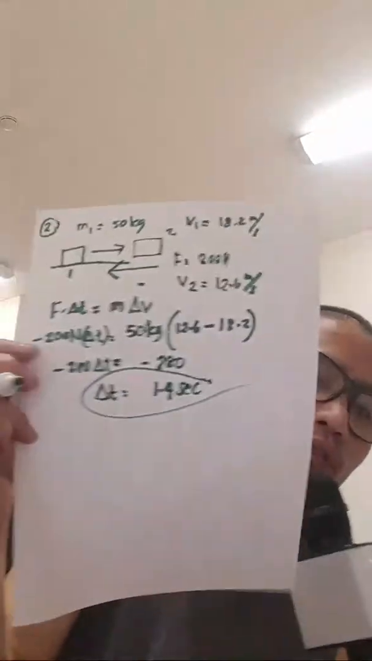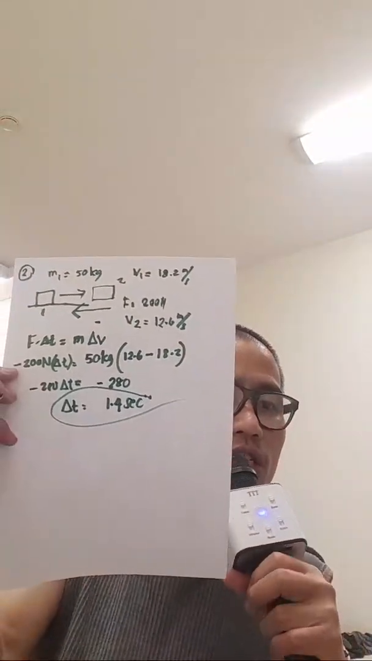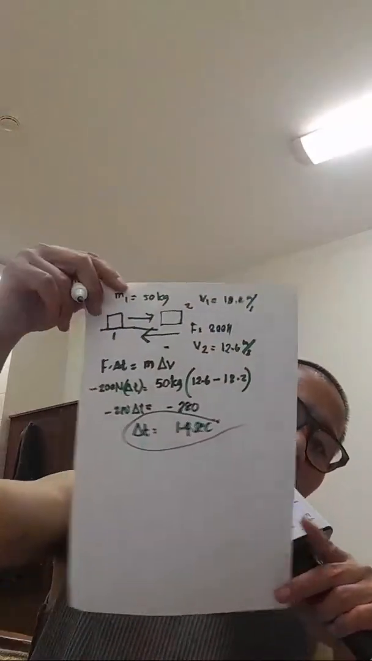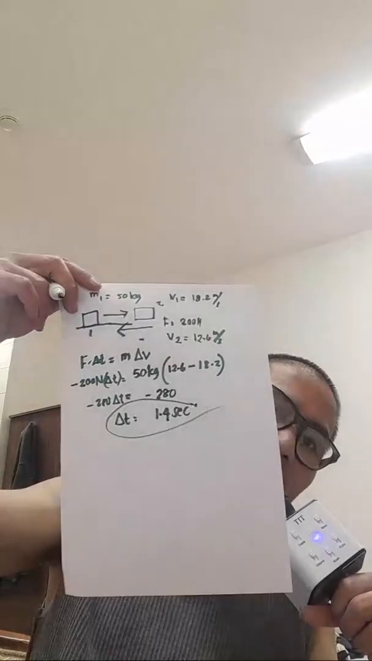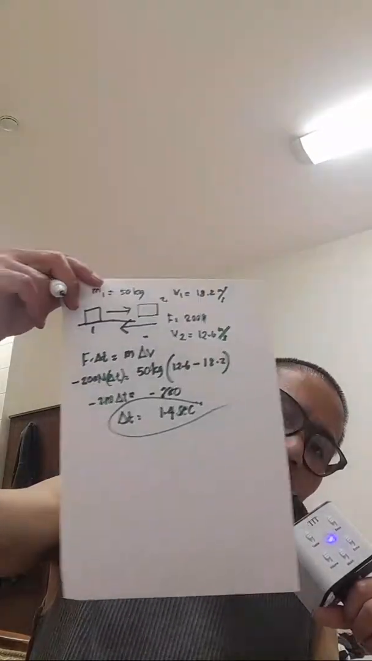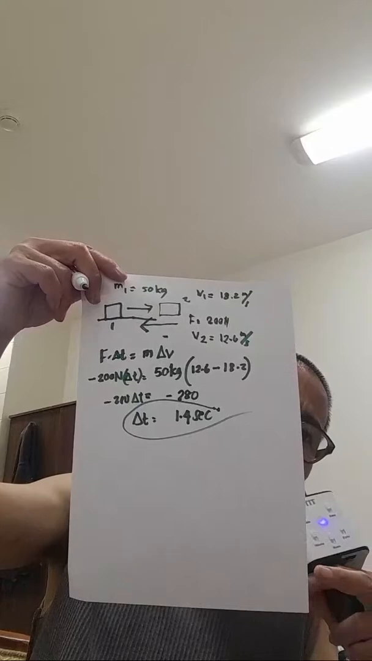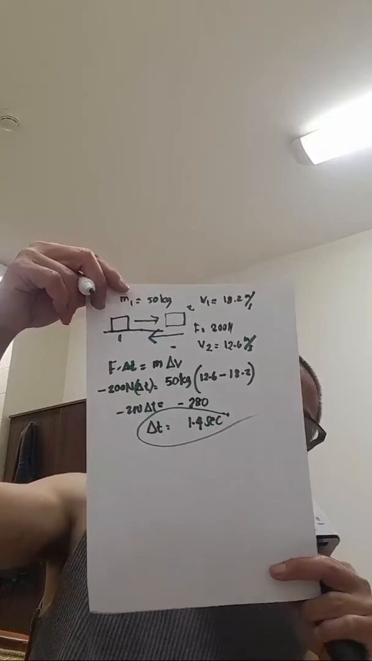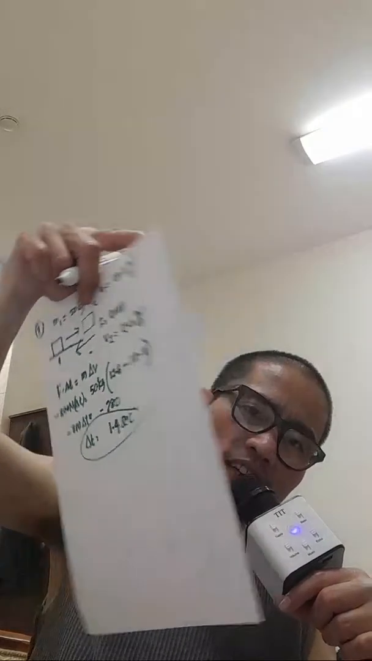It takes only 1.4 seconds for the force applied to undergo this kind of collision to slow down to 12.6 meters per second the other object. 1.4 seconds is very fast. Because this is a collision problem, it's expected to be fast. Collision is very quick, it happens very fast. So it really hit the other object.